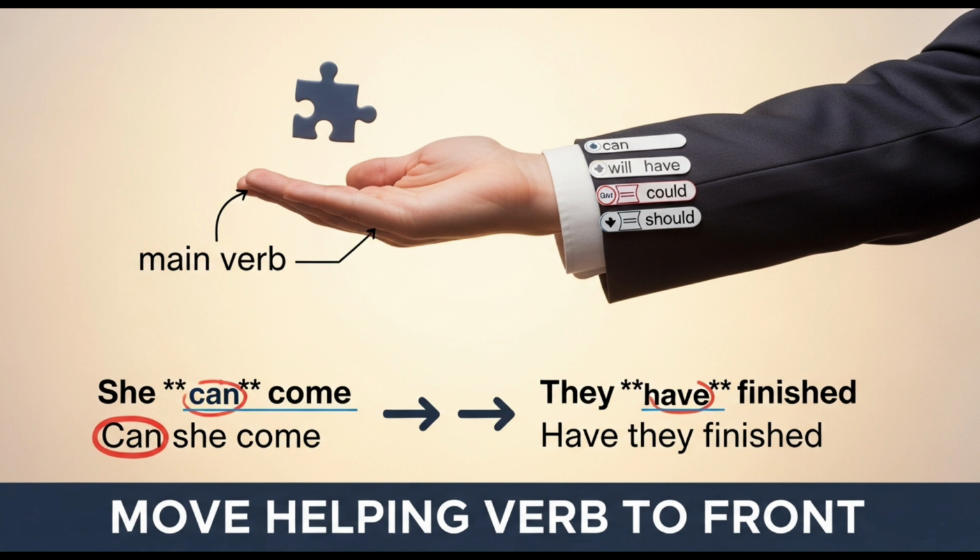So here are some more examples. "Have they finished?" Have is a helping verb. Imagine we have the sentence, "They have finished." To turn this into a yes-no question, we take the helping verb, have, and we move it to the front. And now we have, "Have they finished?"